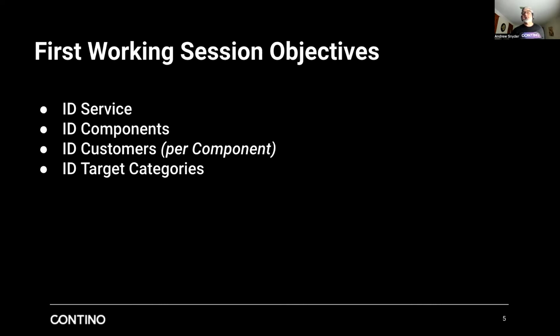In the first session, you have just a few goals. You're going to want to identify the services that the team provides, which components of those services are being accessed or touched by internal customers, consumers of those services, who those customers are for each component, and lastly, the target categories. What is important? What are the qualifiers that the customers need to have for those services?